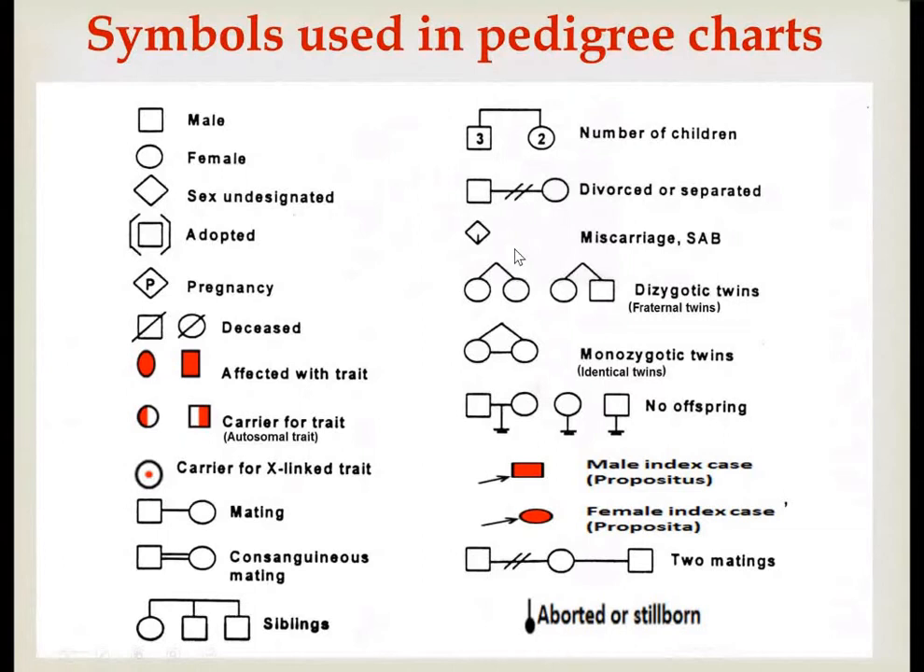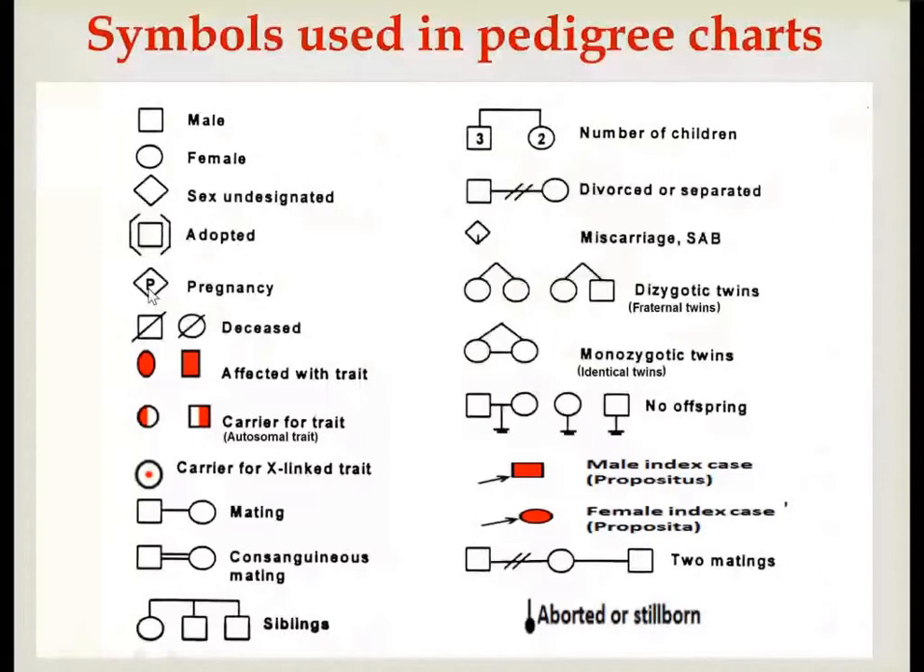Now, for the male, we use the square one. For the female, we use the round one, and for neither male nor female, we use the diamond shape. If a child is adopted, then we just keep that in a box. If someone is pregnant, then we write a P in the middle of the diamond shape. If someone is dead, then that is indicated by a cross.